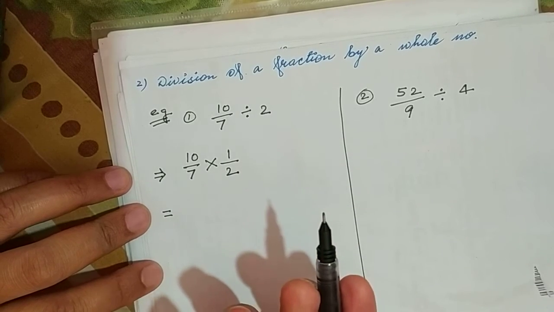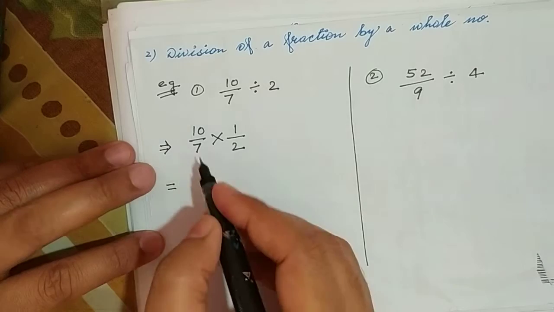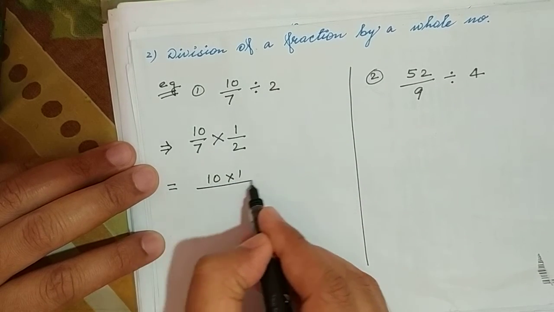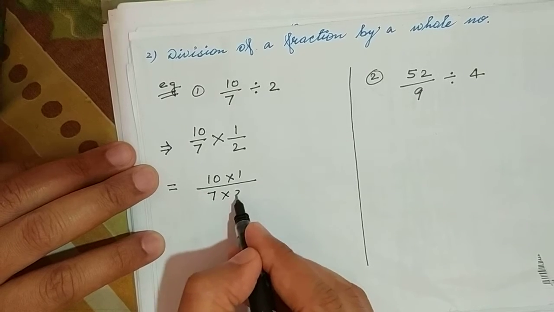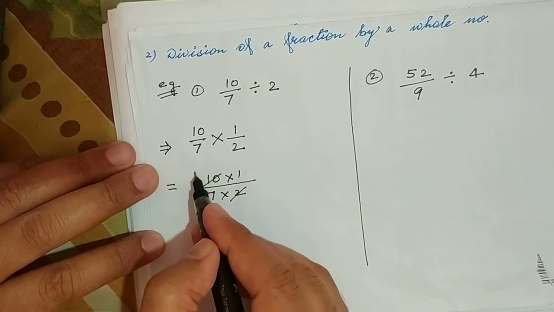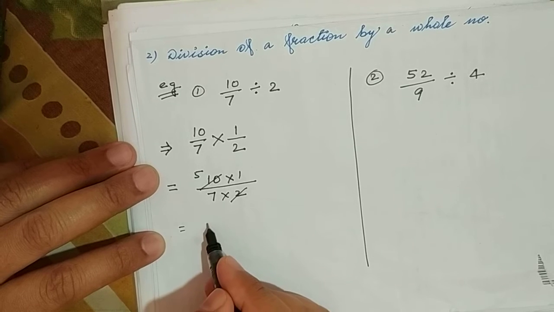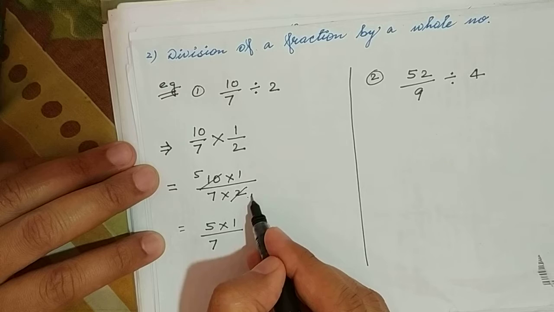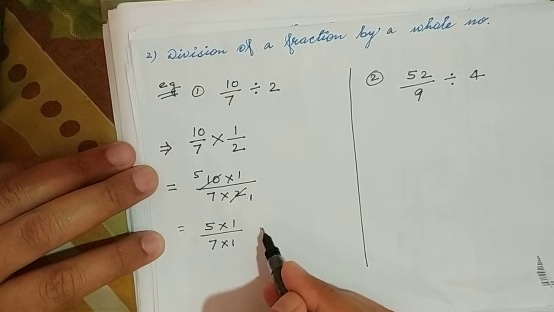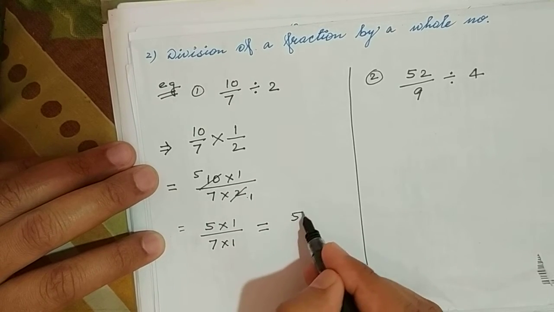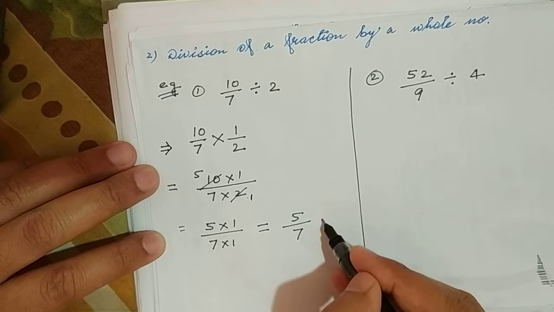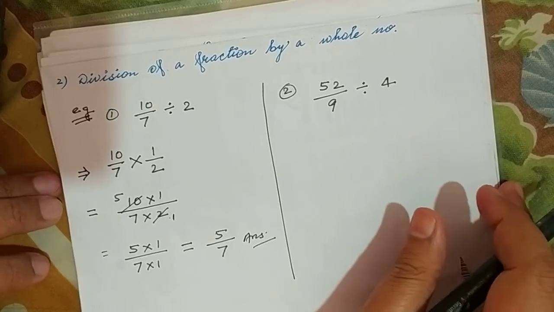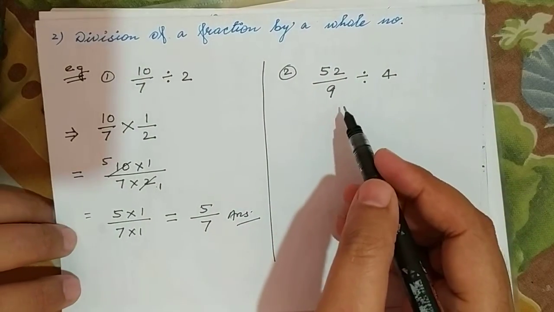Now, the same process, you know it very well: product of numerator upon product of denominator. So 10 into 1 upon 7 into 2. 2 fives are 10. So 5 into 1 upon 7 into 1. So 5 ones are 5 and 7 ones are 7. This is the answer. One more we are taking, this one.